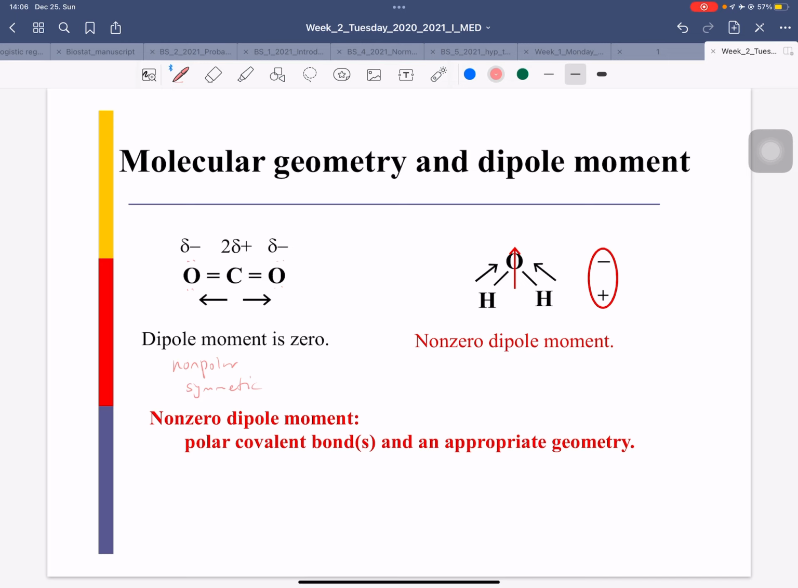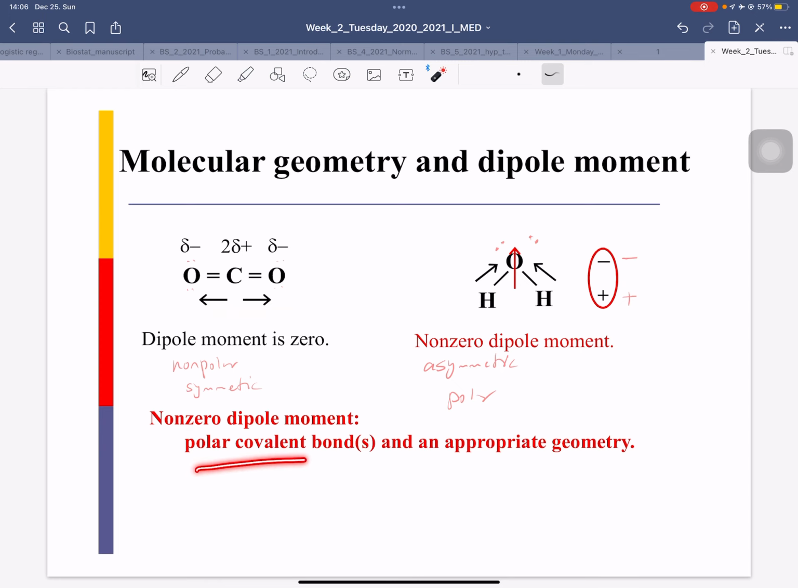But in the water, we have 2 hydrogen again, the same. But because of this electron pair of oxygen, the shape is asymmetric, non-symmetric. And the molecule is polar, because it has a dipole: the hydrogen side is positive and the oxygen side is negative. And here the dipole moment is non-zero, and here the dipole moment is 0.